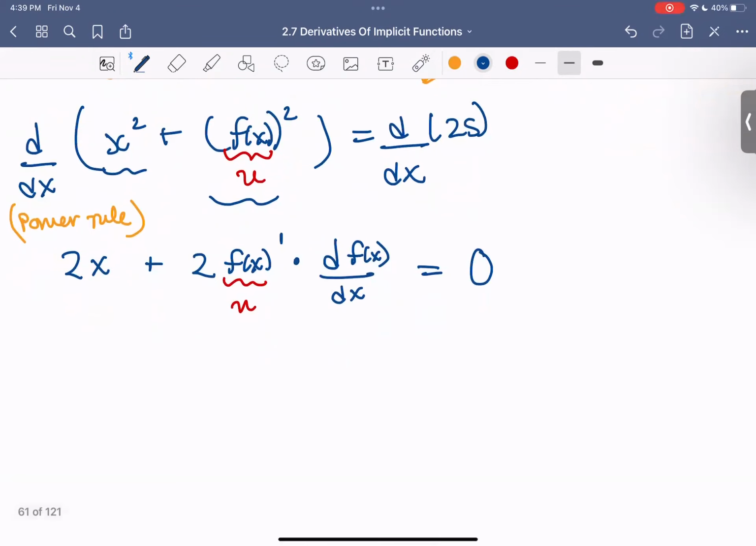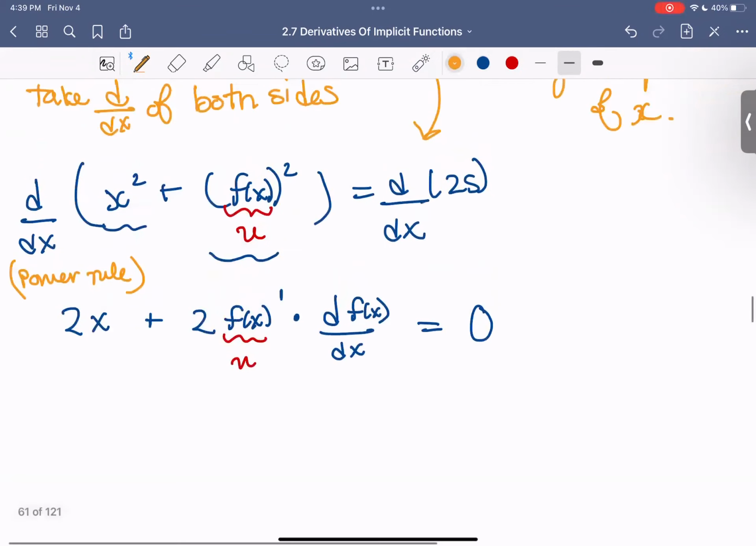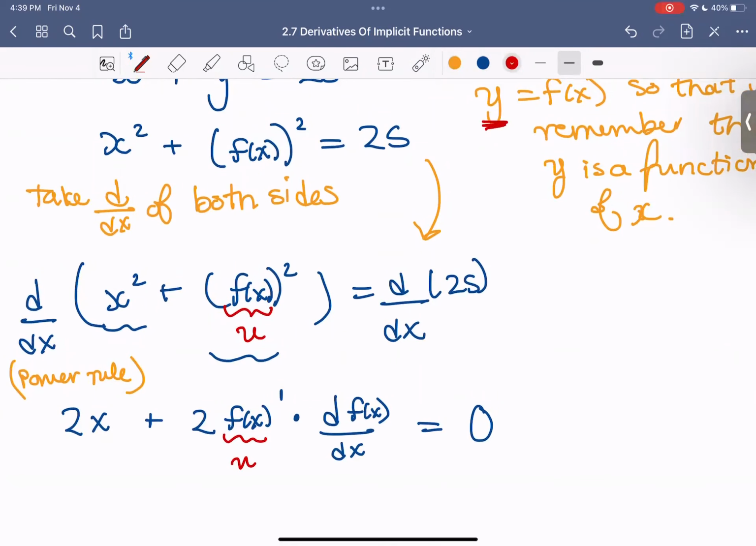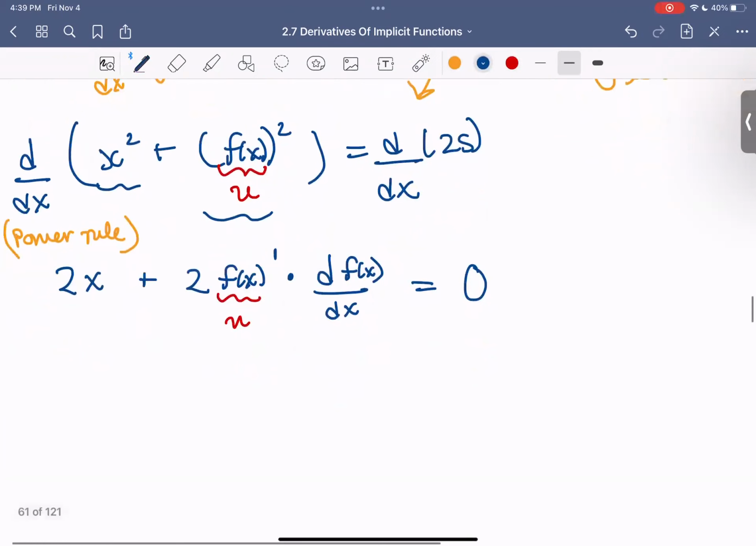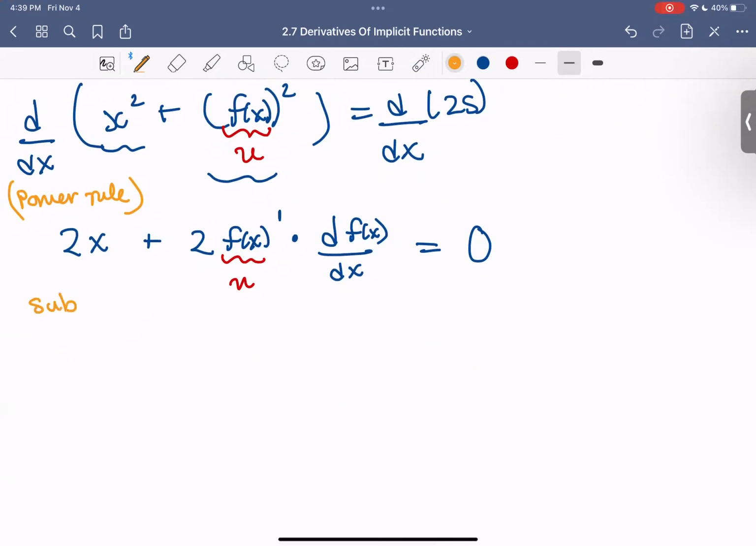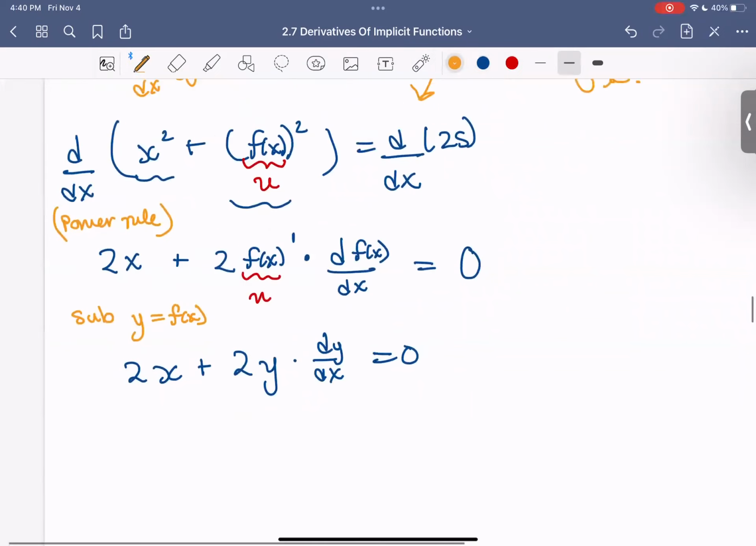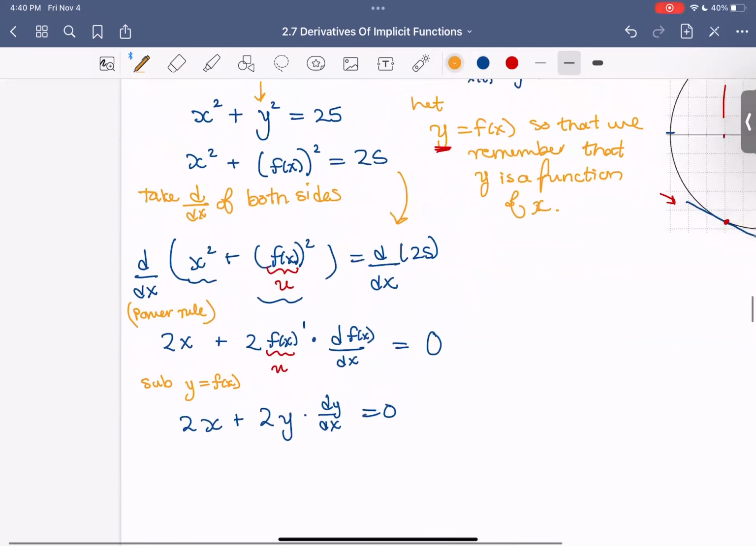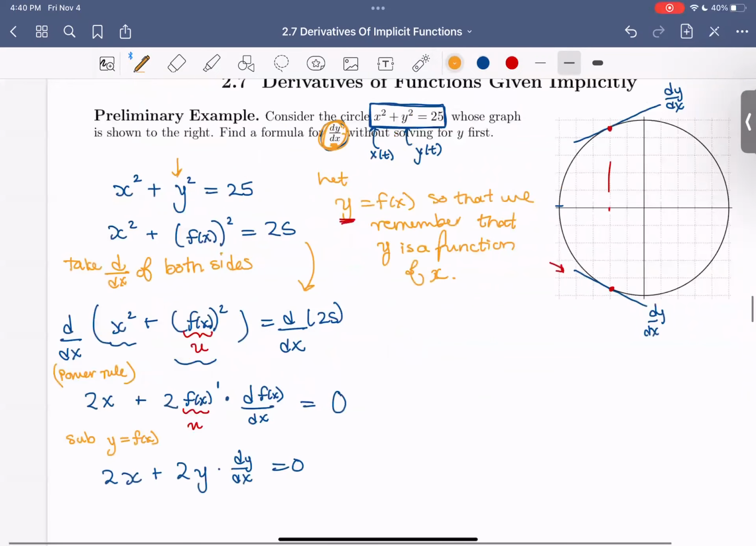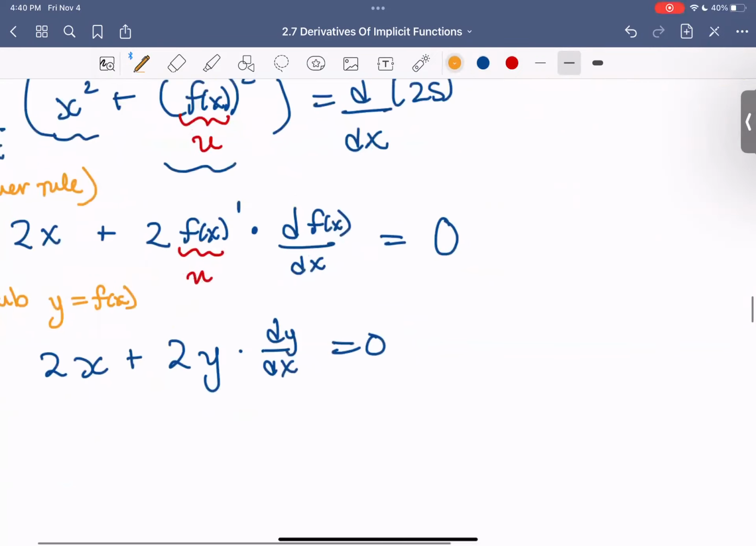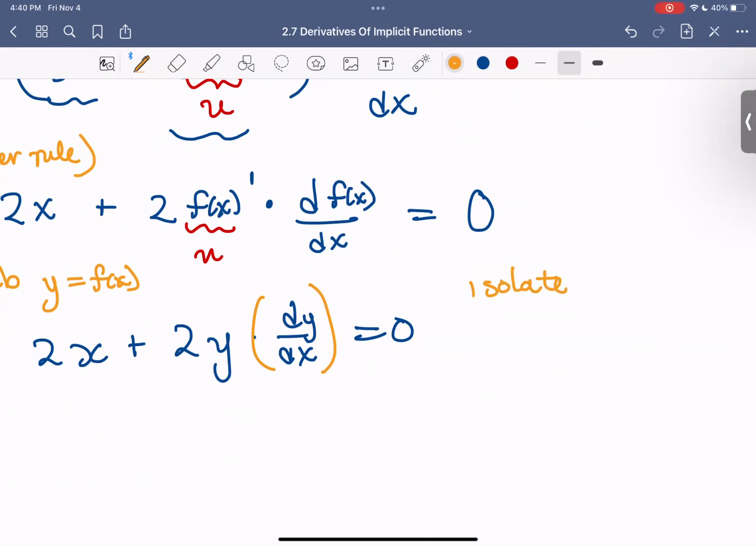All right. So now we can substitute back in y for f of x. So sub back in y for f of x. So that becomes 2x plus 2y times dy dx equals 0. So now our goal is to solve or find dy dx. We're almost there, but we just need to isolate dy dx.